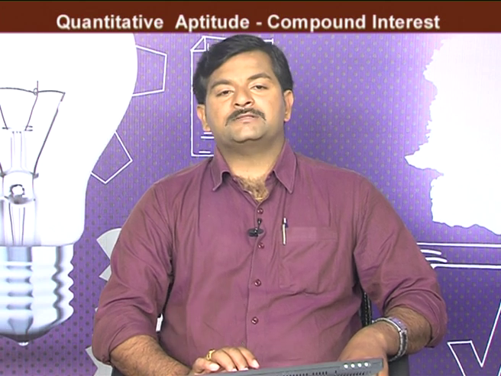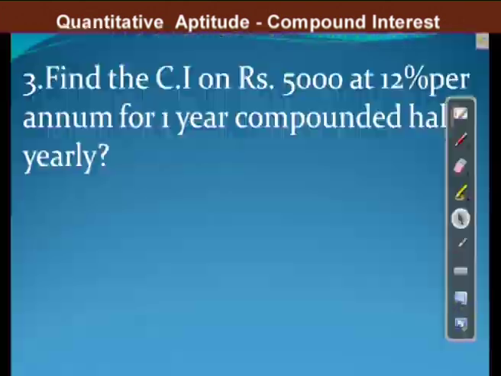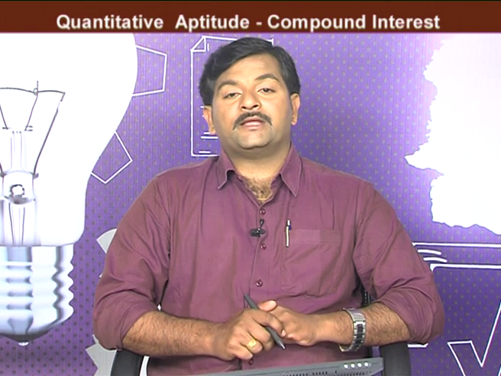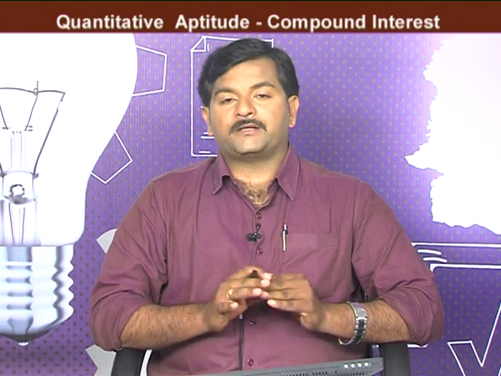Okay, here is the third question. Find the compound interest on rupees 5,000 at 12% per annum for 1 year, compounded half yearly. He asked you to find out compound interest. Principal amount, how much is given? 5,000 rupees. At what rate of interest? 12% rate of interest. For how much time? 1 year. But interestingly, observe here, he is compounding interest half yearly, not yearly.